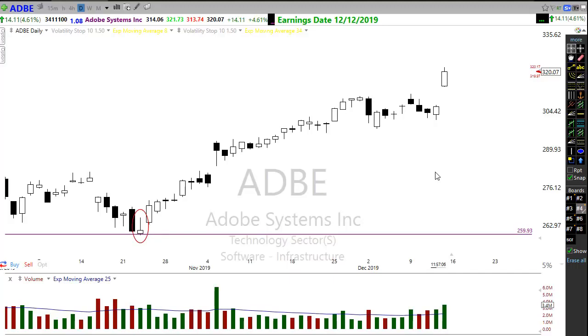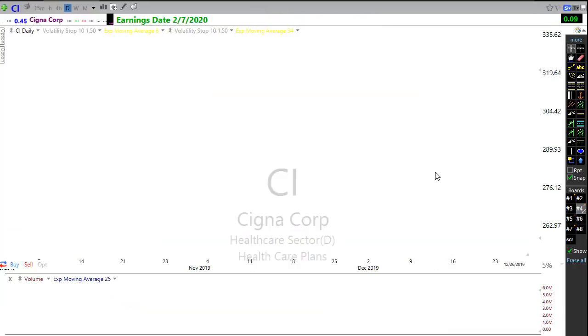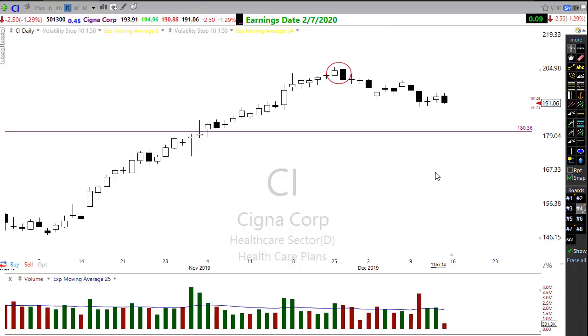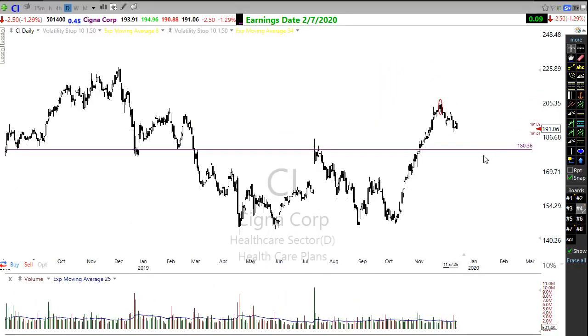Let's see. How many more of these you guys want me to do? CI, bearish engulfing pattern at a top. Found resistance. This is a blue sky. No, it wasn't a blue sky. I was thinking that was a blue sky when I first looked at it. This is reacting to price resistance in the chart.